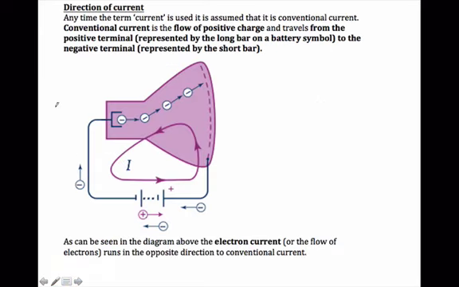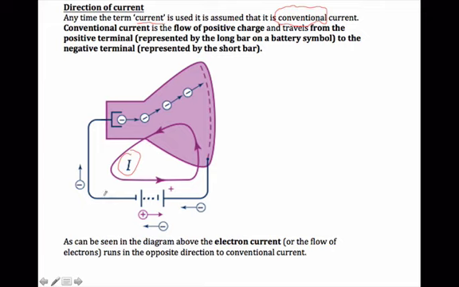Alright, so there's 2 terms for current. Anytime the word current by itself is used, you have to assume that they are talking about conventional current. Conventional current's the flow of positive charge, and it travels from the positive terminal to the negative. The long bar of any battery is the positive. So the conventional current in this circuit is going in this direction here, and that's what this purple loop represents, with I for current here. When we're just talking about current, that means conventional current, and it's anti-clockwise.